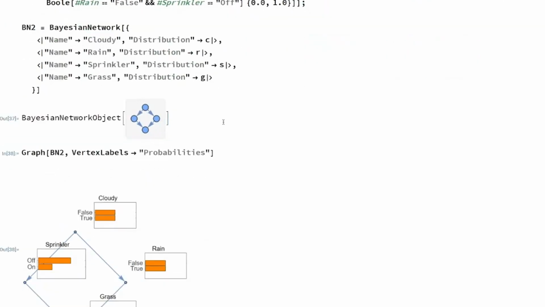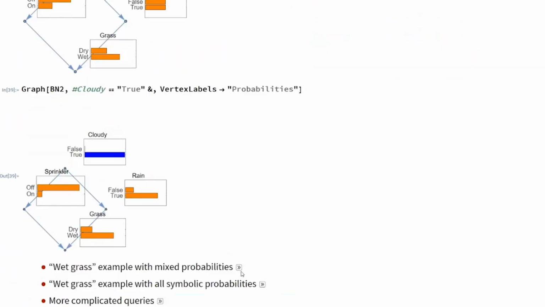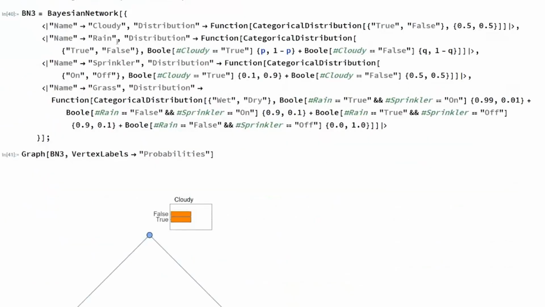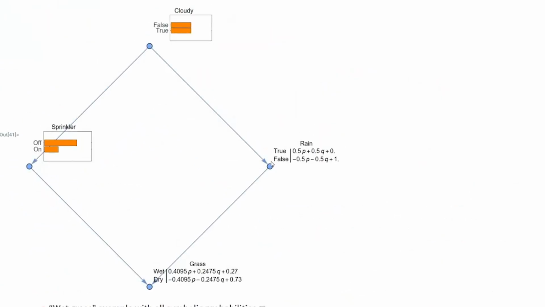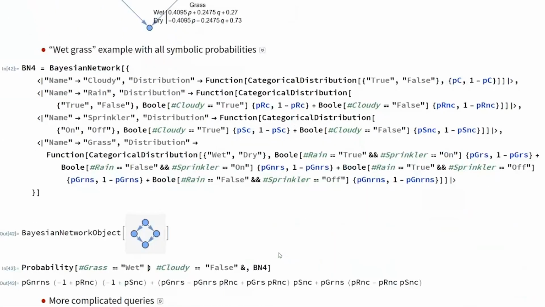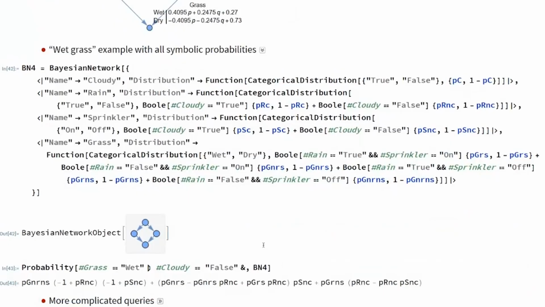But since this is the Wolfram language, you can, of course, also do it differently. You can reason with it like I showed before, but you could also do this with symbolic probabilities. In this case, I define one of the variables with symbolic probabilities. Then I display it like this, and you see the symbolic probabilities propagate. You could even do it with all symbolic probabilities. And then you can do probability computations where you get the answer in symbolic form.